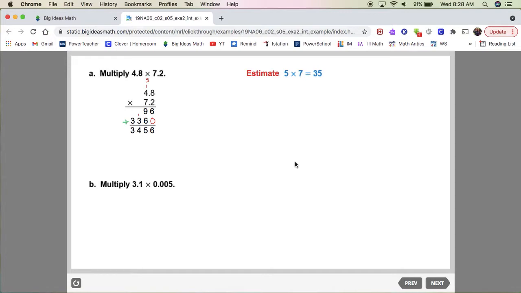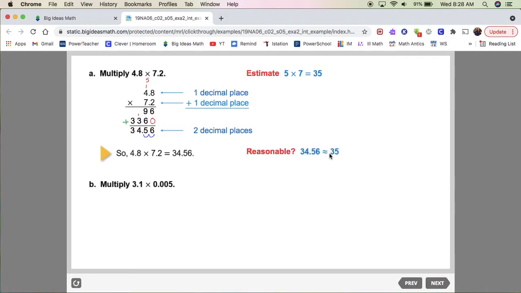Okay, all of that should be very familiar to you because you've been doing that for a couple of years now. Now you need to place your decimal point. We notice we have 2 decimal places here, one here, one here. So our answer will have 2 decimal places. Going from the right, notice our answer is 34 and 56 hundredths, which is very close to 35. If we had placed our decimal point here, that would not be good. 3.4, or right here, 345, that would not be reasonable.